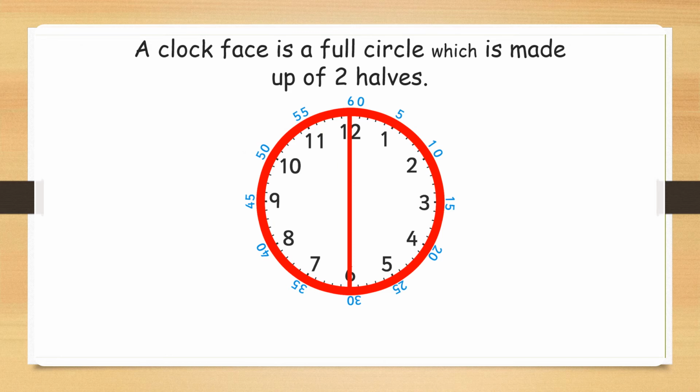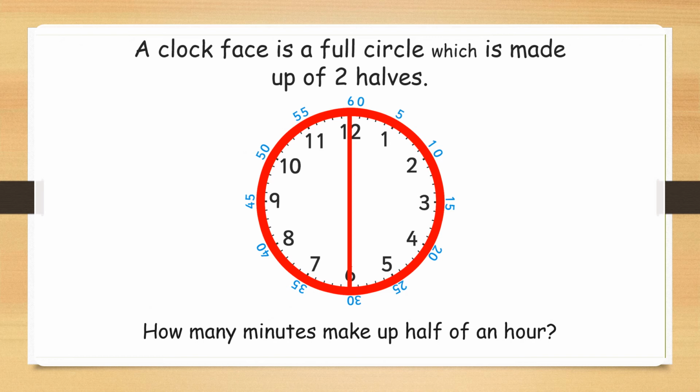The first half has, can you see the numbers that are outside the clock? Each number inside the clock stands for 5 minutes, 10 minutes, 15 minutes, 20 minutes, 25 minutes, 30 minutes. The long hand is the minute hand, and it counts in 5s: 5, 10, 15, 20, 25, 30. So that is the first half.